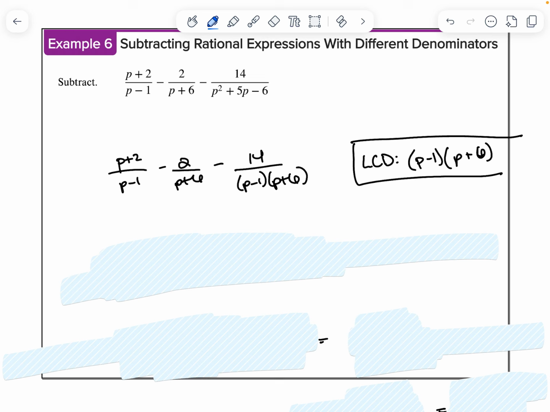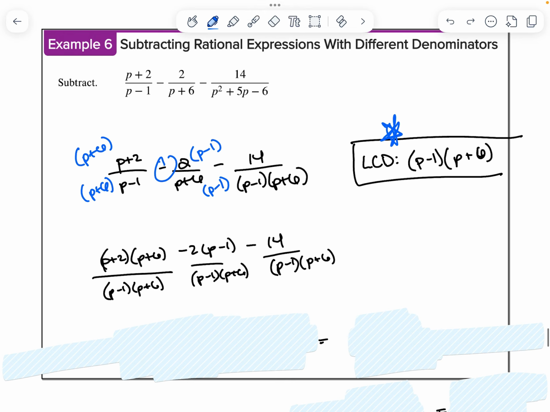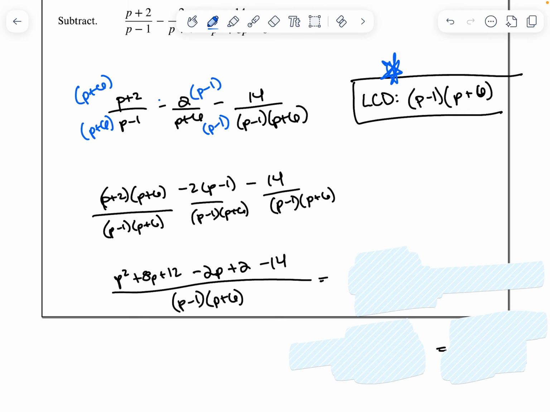I'm going to multiply the first fraction by p plus 6, top and bottom, because that's what it's lacking from this box. The second fraction I'm going to multiply by p minus 1, top and bottom, because that's what it's lacking from this box. The third fraction I'm not going to multiply by anything because it already has everything from the box. Now distribute. Notice that I kept the negative signs, all those negative signs carried down with the problem. We can actually perform that distribution. And I went ahead and combined everything into one fraction since they all have the same denominator.